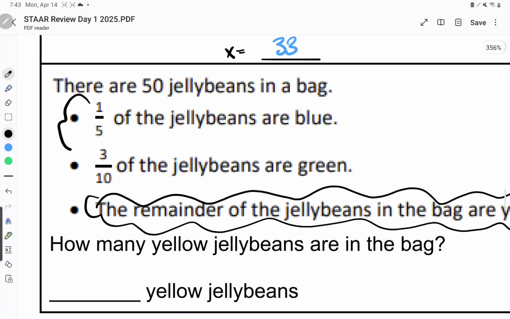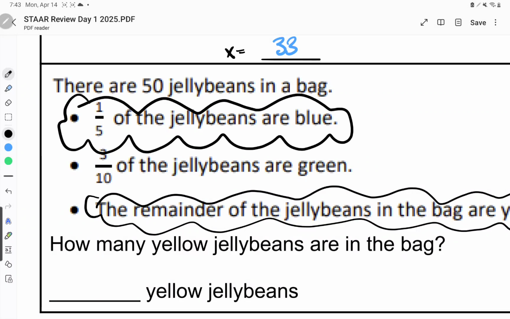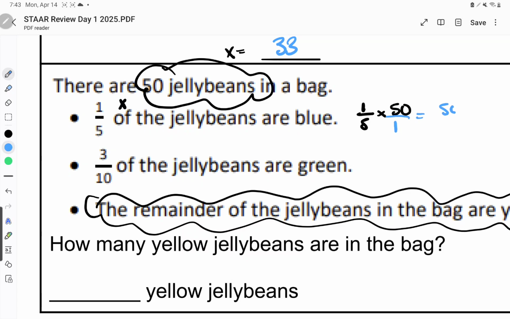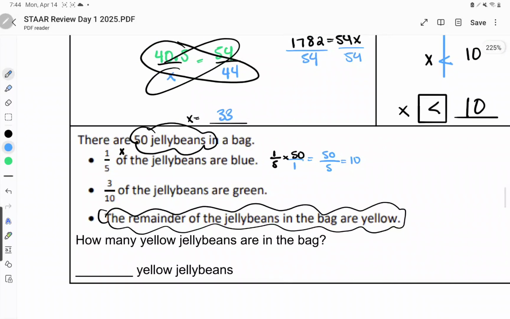So take a look at this sentence right here where it says 1/5 of the jelly beans are blue. How would you figure out how many blue jelly beans you have? We would multiply because we have this word of right here. So I would do 1/5 of the jelly beans. Well, there are 50 jelly beans, so I would do 1/5 times 50. Pop a 1 under there, then we got tops times tops, bottoms times bottoms, which is 50 over 5, which gives me 10. So we have 10 blue jelly beans.